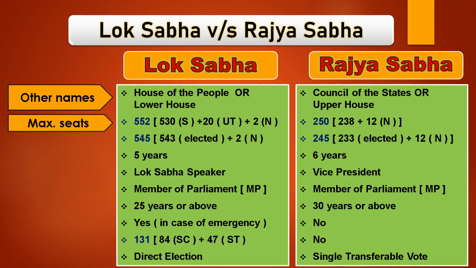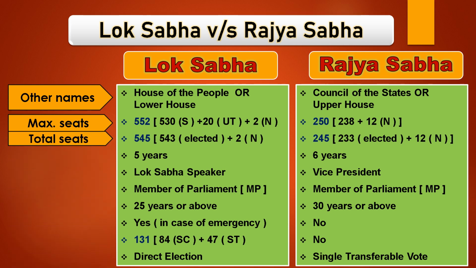Let's talk about the maximum seats over here. So, the maximum number of members in the Lok Sabha can be 552. Out of these, 530 members are elected from the different states and 20 members are elected from different union territories, and 2 members are nominated by the President of India. These are Anglo-Indians. In the Rajya Sabha, the maximum number of members can be 250. Out of these, 238 members are elected and 12 members are nominated by the President of India.